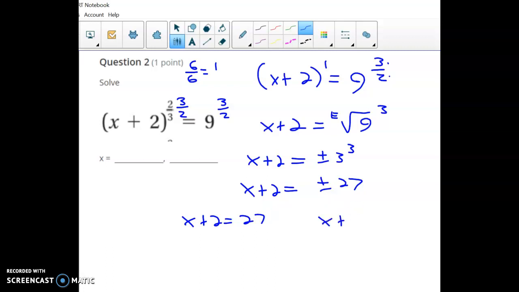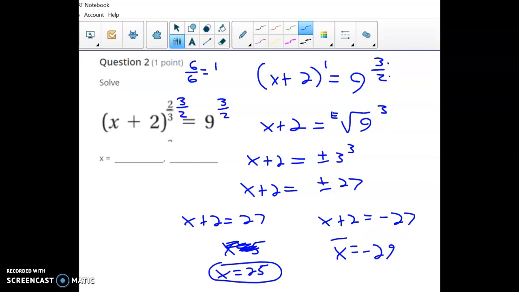Okay, and then I'm going to set my little expression to equal both 27 and negative 27. Right, so to solve this one here, minus 2, you get 25. The other one, minus 2 from both sides, and you get negative 29. Right, so we get two answers of positive 25, negative 29.